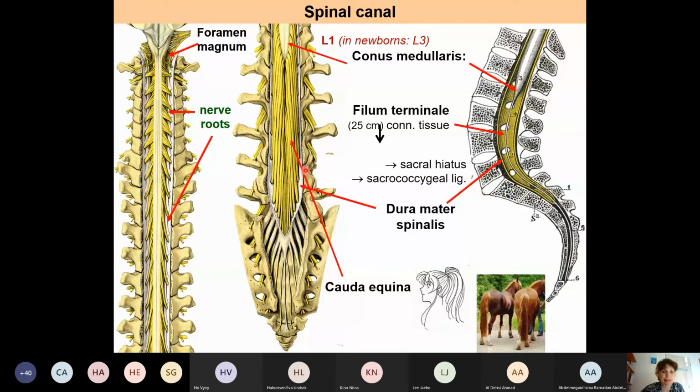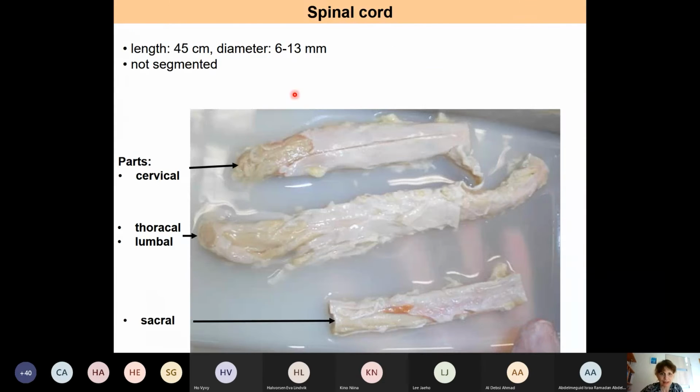As you can also see, the spinal cord and these nerve rootlets are surrounded by the dura mater. This is the outermost layer of the meninges. We will also speak about these layers. But here you can see an anatomical preparation of the spinal cord. Altogether, the length would be about 45 centimeters and the diameter ranges between 6 and 13 millimeters.